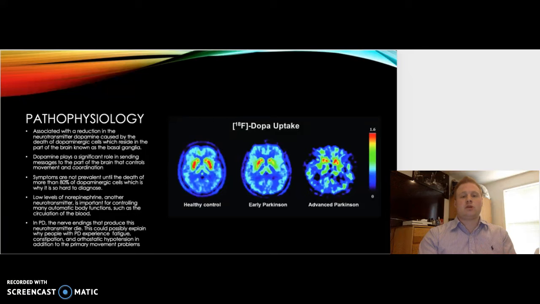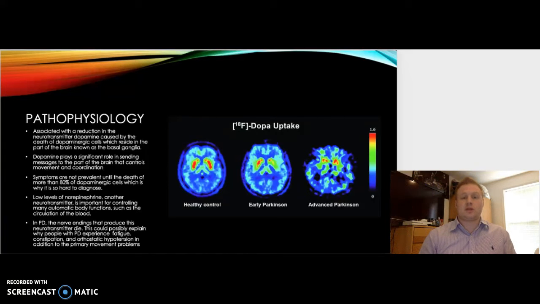So that's why it's so difficult to have a proper diagnosis of this disease. It's also associated with low levels of norepinephrine, another important neurotransmitter that controls many autonomic body functions, such as the circulation of blood, for instance. So in PD, Parkinson's disease, the nerve endings that produce the neurotransmitter completely die. And this could possibly explain why people with PD experience fatigue, constipation, orthostatic hypertension, in addition to primarily movement problems.